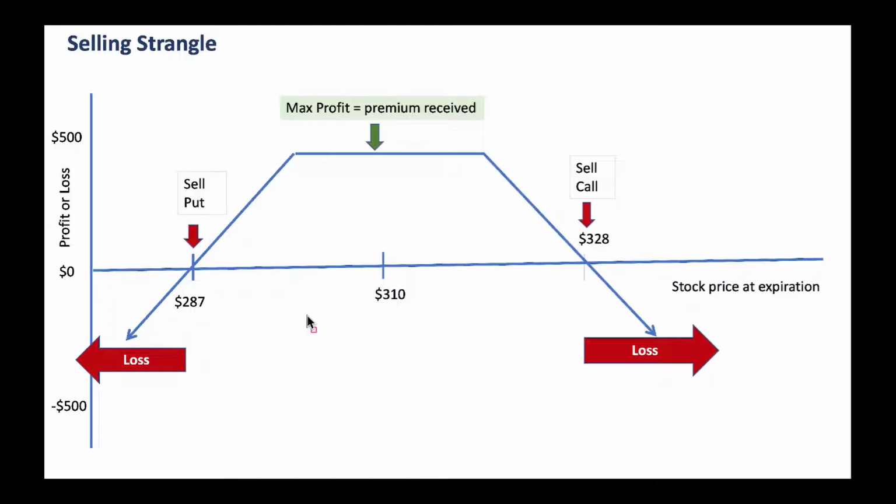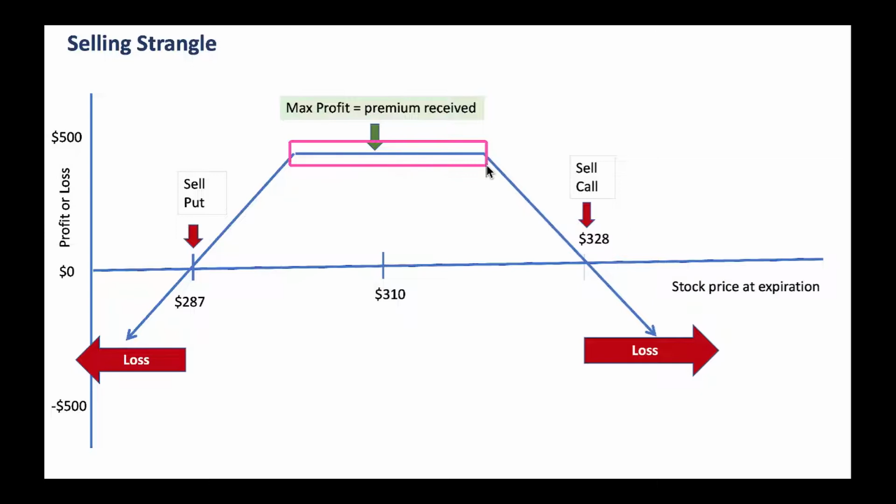What I would do is sell a put option way below the current stock price. Look, the current stock price is at 310. I'm selling a put option way below the current stock price at 287. We call it an out of the money put. And I'm also selling a call option way above the current stock price at 328. So this is selling an out of the money call option. In this strategy, my maximum profit zone is right here. This is my maximum profit zone.